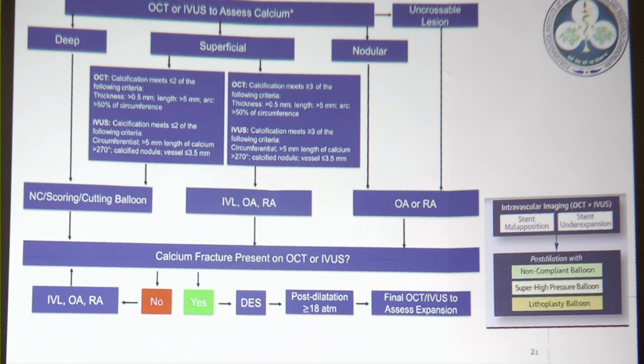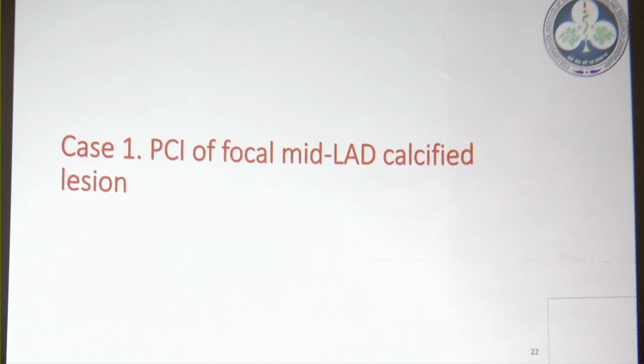And this has been already talked about by Dr. Akasaka. Only thing is the stent malapposition and stent under expansion. I would like to take that post-dilatation with the NC balloon, OPN balloon, and in case it is not effective, it's lithotripsy which is helpful for the management. And let me show a few cases about the calcified lesion.